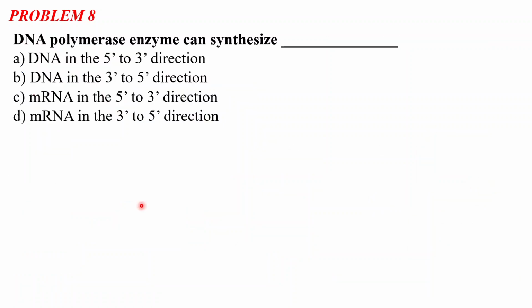Problem number 8 says that DNA polymerase enzyme can synthesize: number A, DNA in the 5 prime to 3 prime direction; number B, DNA in the 3 prime to 5 prime direction; number C, mRNA in the 5 prime to 3 prime direction; and number D, mRNA in the 3 prime to 5 prime direction. So, how can DNA polymerase synthesize DNA or mRNA? What is the correct answer?